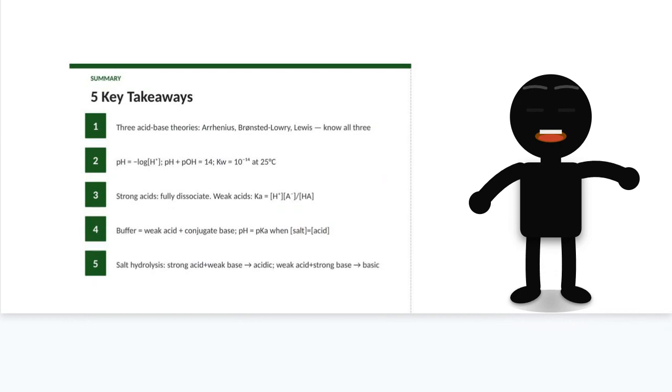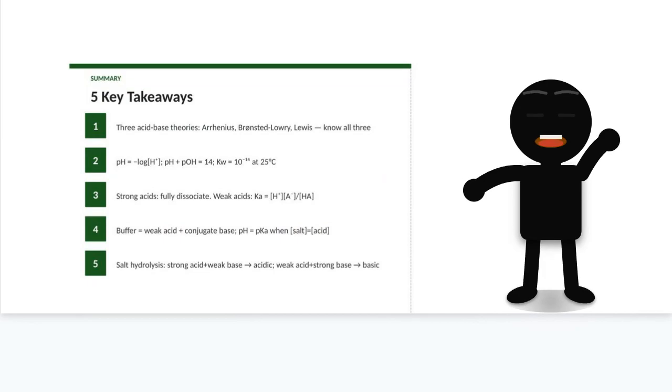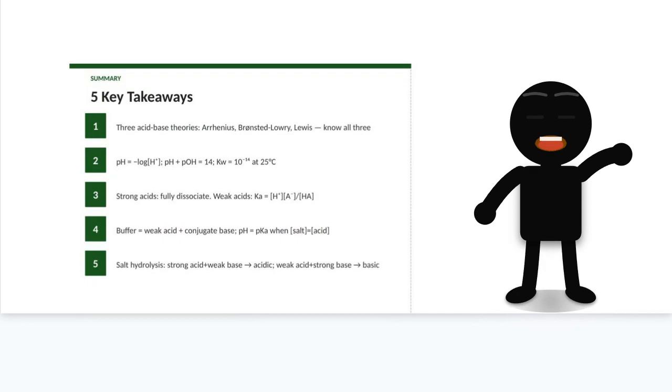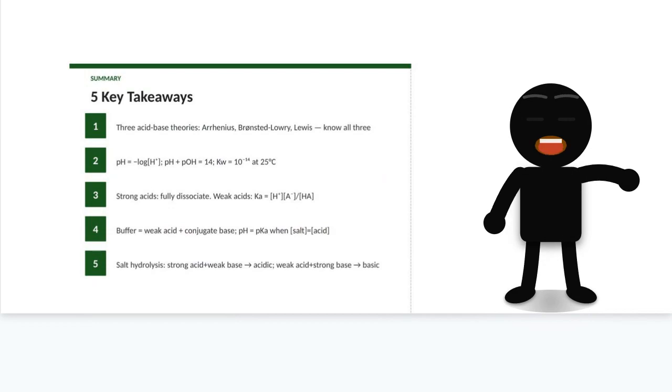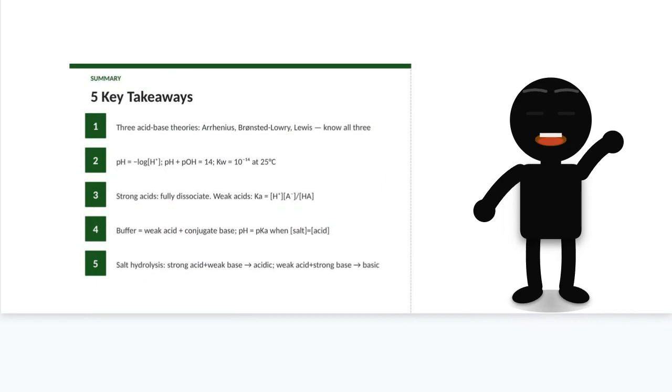5 key points from C004. 1. Know all 3 acid-base definitions: Arrhenius, Brønsted-Lowry, and Lewis, each tested in different contexts. 2. pH plus pOH equals 14, and Kw equals 10 to the negative 14 at 25 degrees. 3. Strong acids fully dissociate, weak acids require Ka calculations. 4. Buffers contain a weak acid and its conjugate base, maximum buffering capacity when their concentrations are equal. 5. Salt hydrolysis produces acidic solutions when formed from strong acid plus weak base, and basic solutions when from weak acid plus strong base.